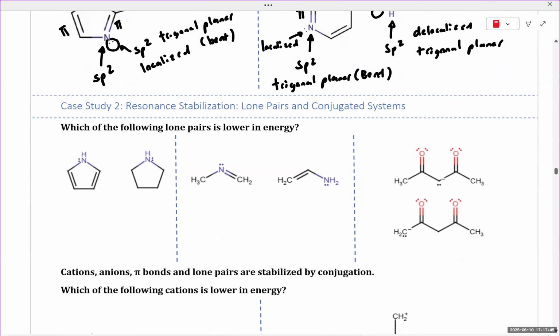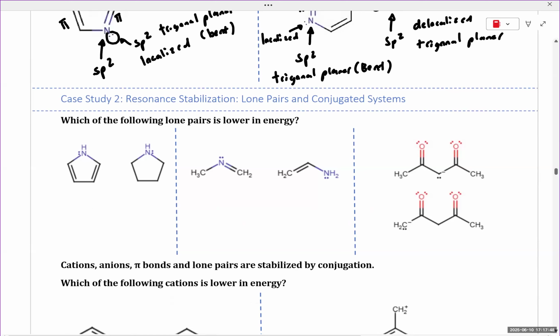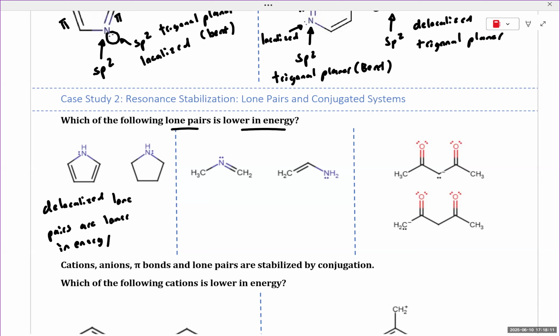Let's look at another case study, in which case we're asked to take a look at resonance stabilization and looking at lone pairs in different conjugated systems. So here we're asked which of the following lone pairs is lower in energy. In general, delocalized lone pairs are lower in energy. As such, if we compare a localized lone pair to a delocalized lone pair, this nitrogen lone pair is going to be lower in energy because it's stabilized via delocalization across the pi system.